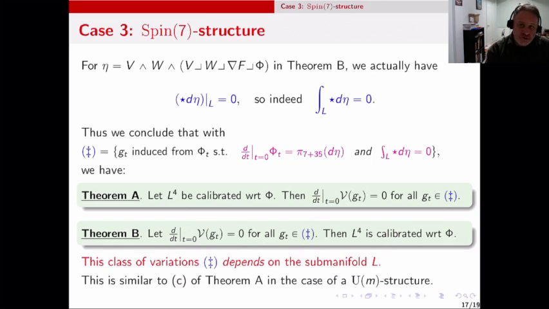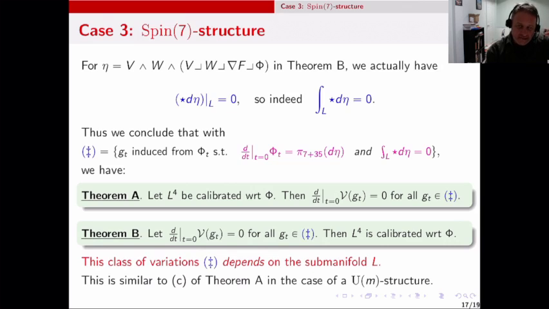But this is similar to what happened if you go way back to part 2 of my talk. Theorem A, in the case of a UM structure, there were 3 cases of theorem A. Case 1 was when the real dimension was 2. That was very easy. And case 2 was when the real dimension was bigger than 2, case 2 and 3.